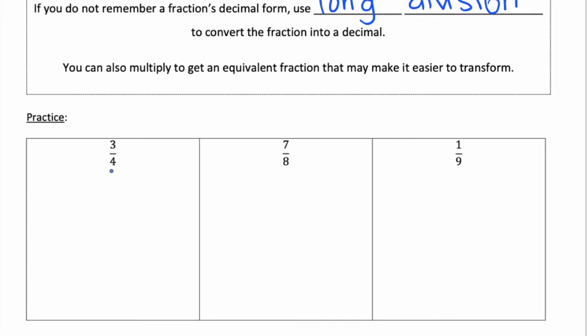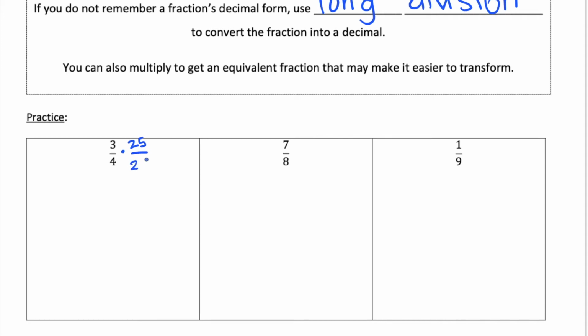So for 3/4, you might remember that that's 0.75, or 75 hundredths, but there's a few different ways you can get there. So to try the multiply, we could say, well, I want to multiply this by 25 over 25.